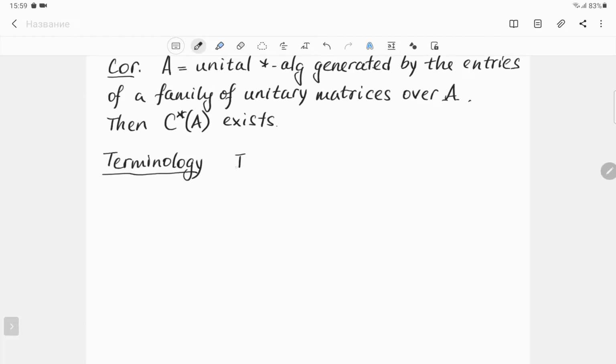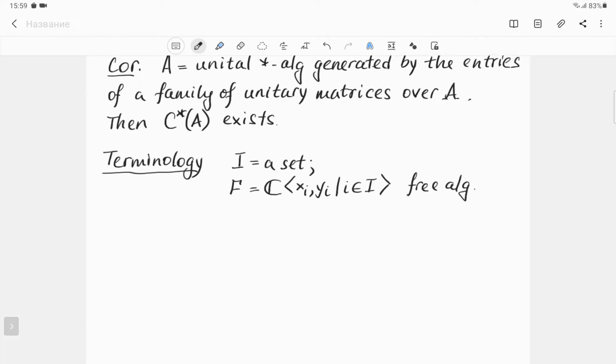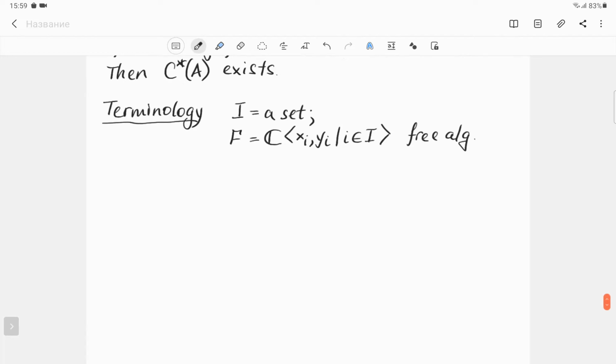Suppose that I is a set, and let's denote by F the free associative algebra generated by the letters xi and yi, where i runs over our set. This is the free algebra. So the standard basis of this algebra consists of words, arbitrary words in the letters xi and yi for all i.